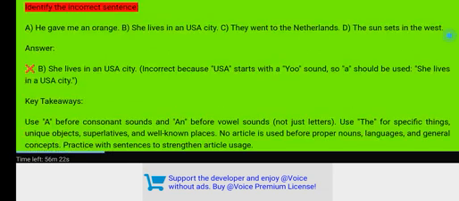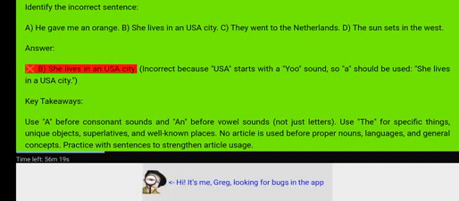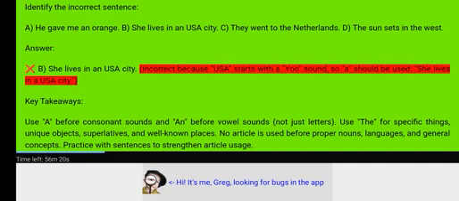Question 3. Identify the incorrect sentence. A. He gave me an orange. B. She lives in an USA city. C. They went to the Netherlands. D. The sun sets in the west. Answer: B. She lives in an USA city. Incorrect because USA starts with a "U" sound, so "a" should be used. She lives in a USA city.